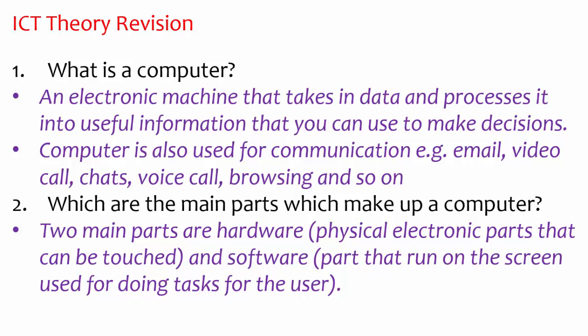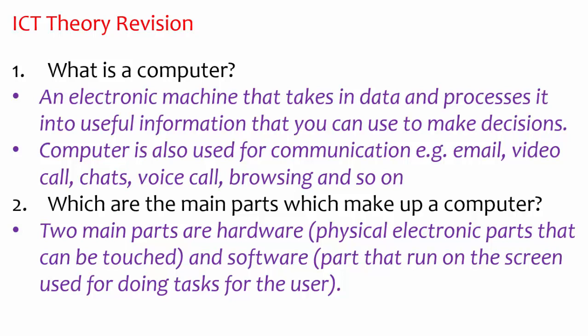Question number 2. Which are the main parts which make up a computer? There are only two, the hardware and the software. When somebody asks you, what is hardware then? Hardware are the physical electronic parts that you can touch, things which you can press, you can move like mouse, buttons, you can press them down. When you open inside the CPU, you see wires, there's a fan, and all those things which you can touch. They are what we call the hardware part of the computer.